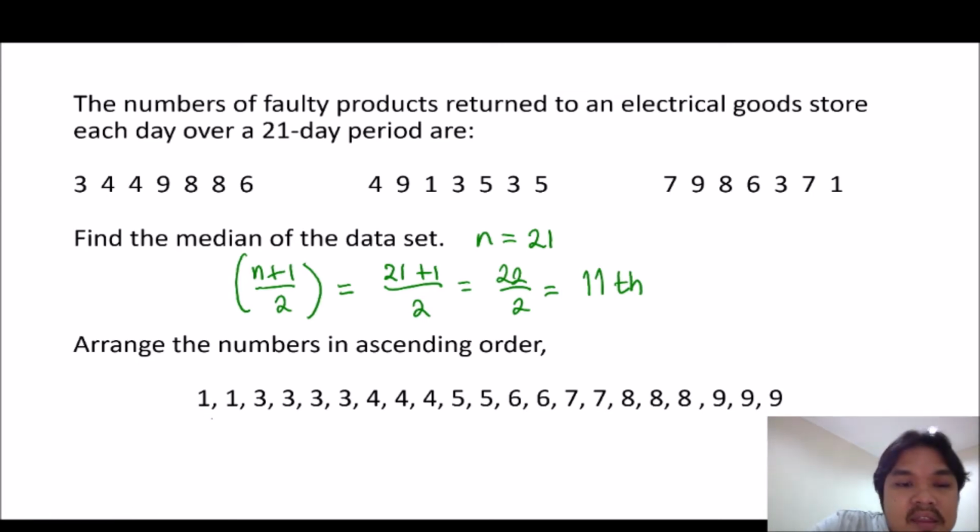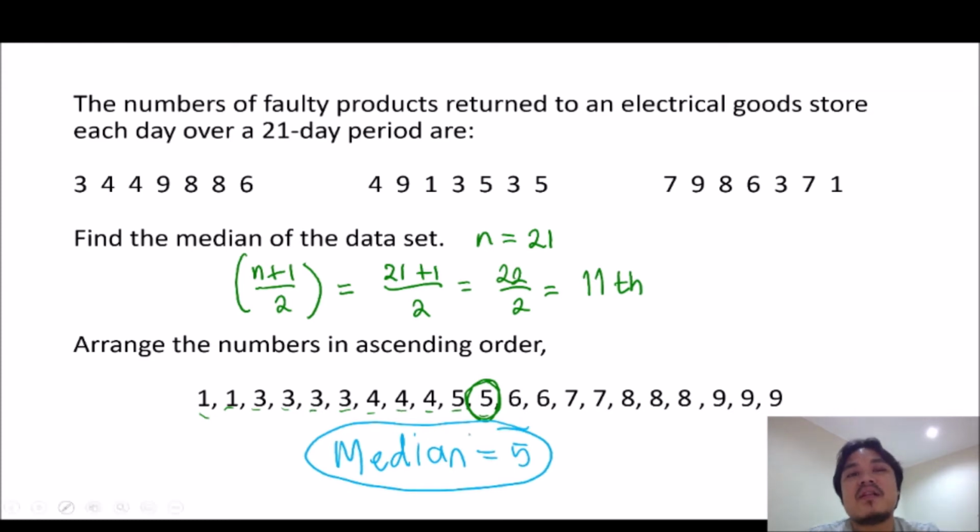Okay, so finding the 11th score: 1, 2, 3, 4, 5, 6, 7, 8, 9, 10, 11. So 5 is the 11th value, then we say that the median is 5. So that's how you calculate the median of the data set. You just need to arrange the numbers in ascending order, and using the formula n plus 1 over 2, it gives you the order for which you can find the median.